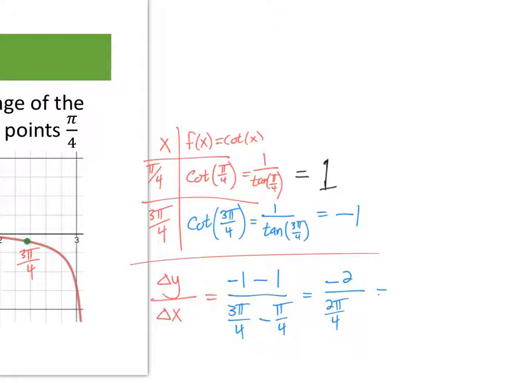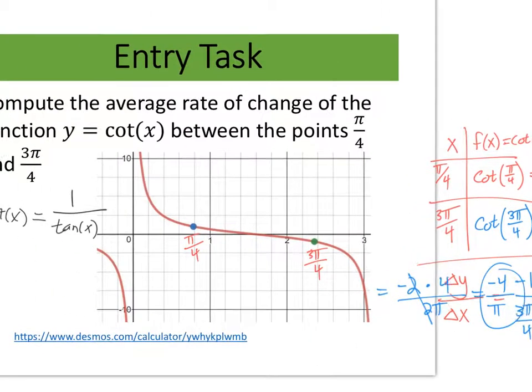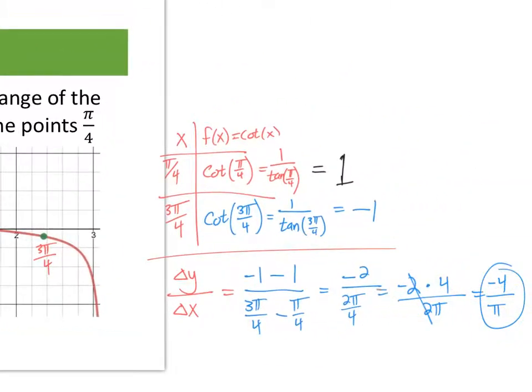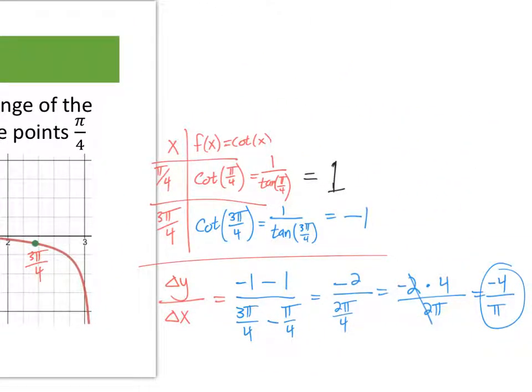I'm dividing a fraction, so I'm going to keep the first fraction, -2. I'm going to change the division to multiplication, so -2 times, and flip it, 4 over 2 pi. I'm going to reduce that fraction. The 2's cancel out. I have -4 over pi. And so that is our number answer. If we put that into a calculator, we would see that that is the average rate of change, or the slope between these 2 points. So, did that follow along with me? -4 over pi is the slope of the line that connects those 2 points.